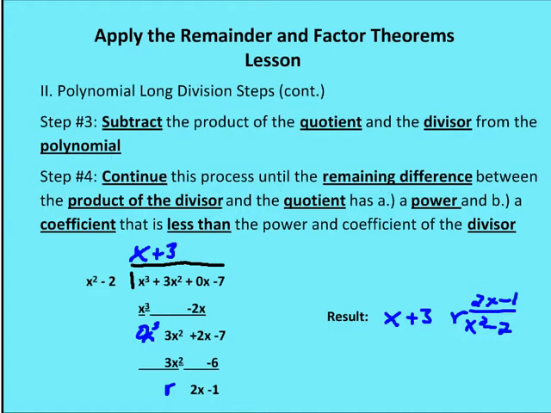Right, so we subtracted the product of the quotient and the divisor from the polynomial, or the dividend. And we continue this process until the remaining difference between the product of the divisor and the quotient and the dividend has a power and a coefficient that is less than the power and coefficient of the divisor. Once that remainder has a coefficient and a power that's less than those of the divisor, then we have our remainder. So again, x plus 3, remainder 2x minus 1 over the divisor x squared minus 2.